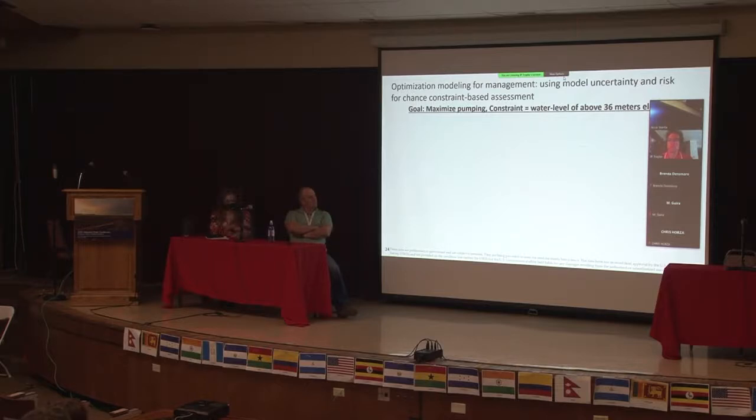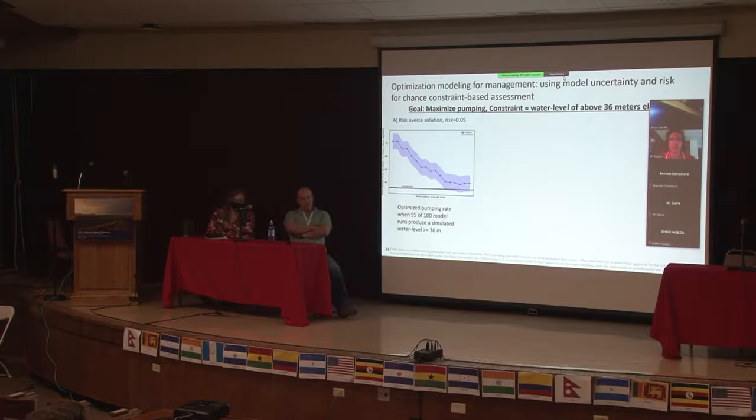So this is the same problem that I'm going to show here: the goal of maximizing pumping while keeping your water level above, let's say, 36 meters of elevation is the same constraint. That could mean keeping the water level above the top of a public water supply well screen or something like that, as an example. So there's this risk factor that you can set in PESTPP-OPT, this new optimization tool that we're using. Let's say you're risk averse, you're erring on the side of caution, you're a water manager, and you don't want the water level to go below this constraint. So you set this at 0.05, you run your optimization, and it finds an optimized pumping rate in which 95 out of 100 of the model runs produce simulated water level greater than 36 meters, or greater than the constraint.